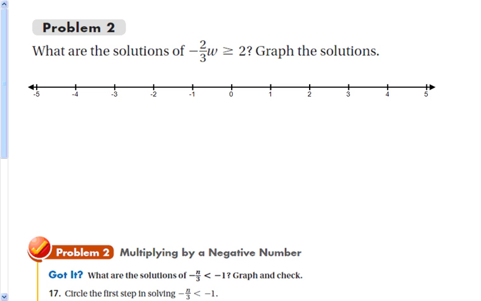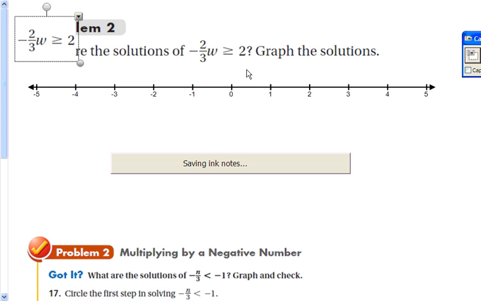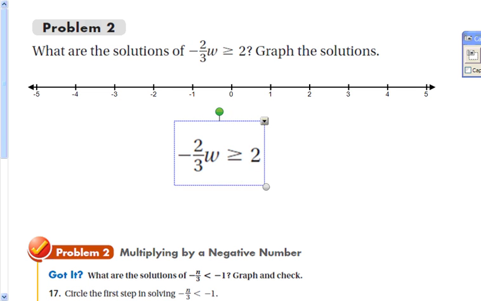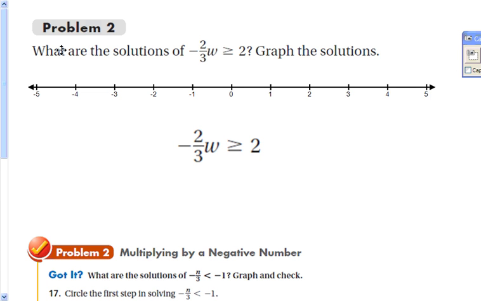All right, problem 2, what are the solutions to -2/3 W is greater than or equal to 2? All right, so the way we're going to want to solve this is we want to multiply both sides by the reciprocal of -2/3, which is -3/2. So I'm going to multiply both sides by -3/2. And I just multiplied both sides by a negative. That is going to make the sign reverse.